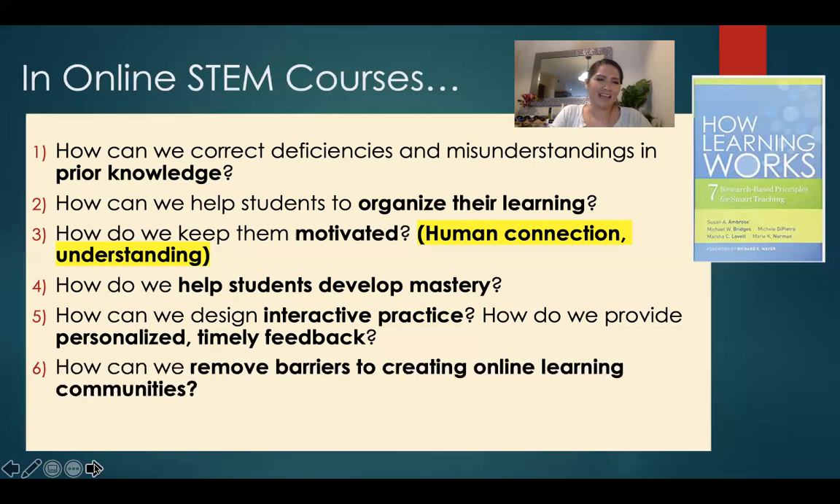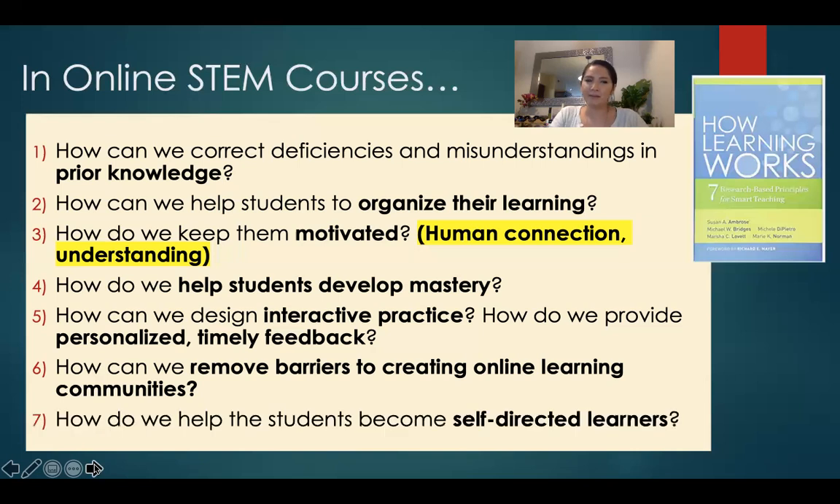And then how can we remove barriers to creating learning communities? These learning communities that my students formed in the math lab are not forming naturally in online classes. A student can't just turn around and say, hey, you want to study after class, to a guy sitting behind him, because there's nobody sitting behind him. He's in his own living room, his own home. So that's not happening in the same way.